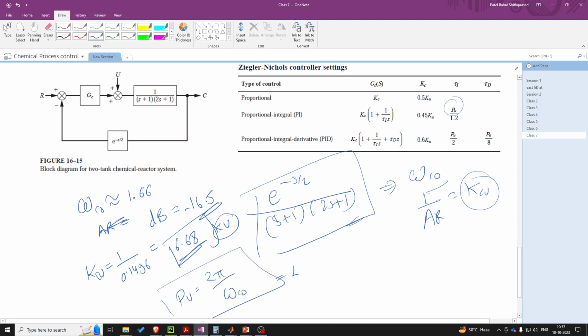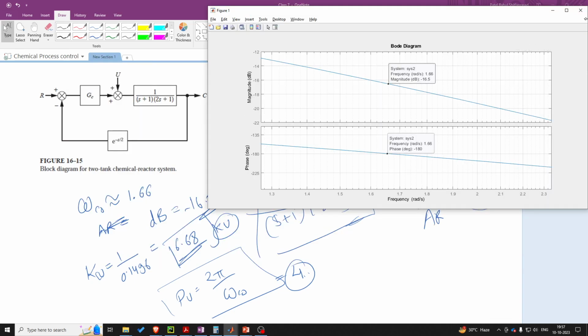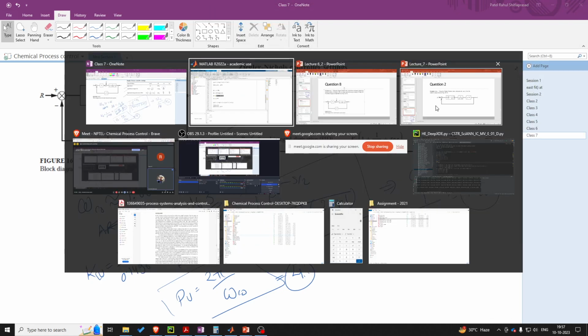and that will come close to 4. Then you can use these two values in this table and find each of these parameters: proportional controller, PI parameters, and similarly parameters corresponding to the PID controller. That is how you can find the tuned parameters of the PID controller using the ZN tuning method.